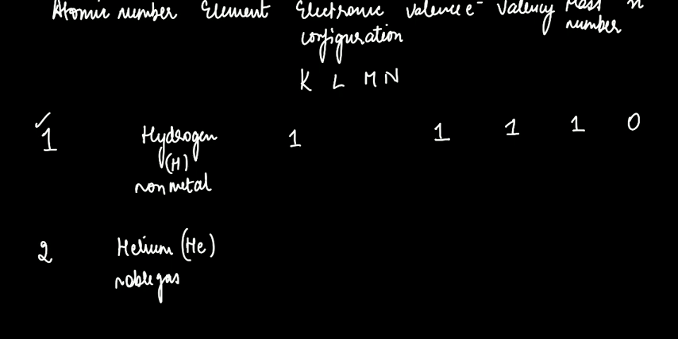Because its mass is very much low compared to the other noble gases in the periodic table. So helium has two electrons in the K shell. K shell is the only shell present inside helium. So this is the only shell that we have, so automatically the valence electrons are going to be the same number. Valency is by default 0 because it's a noble gas.